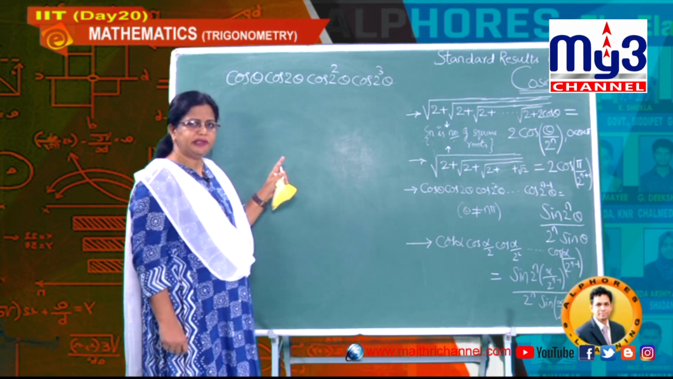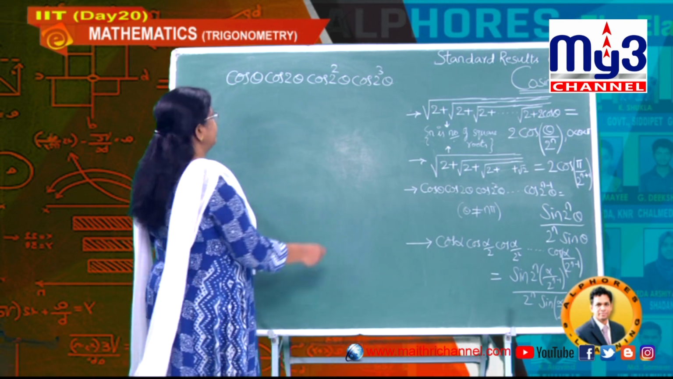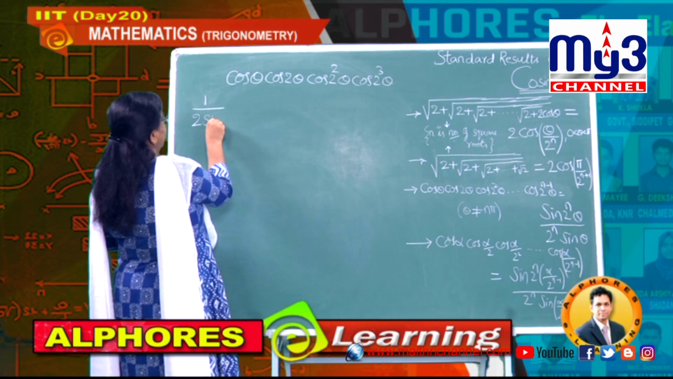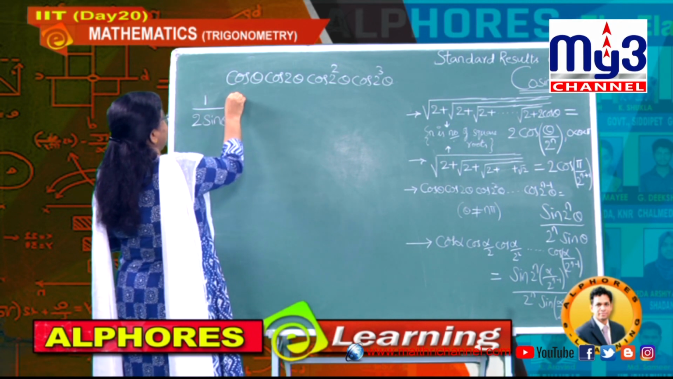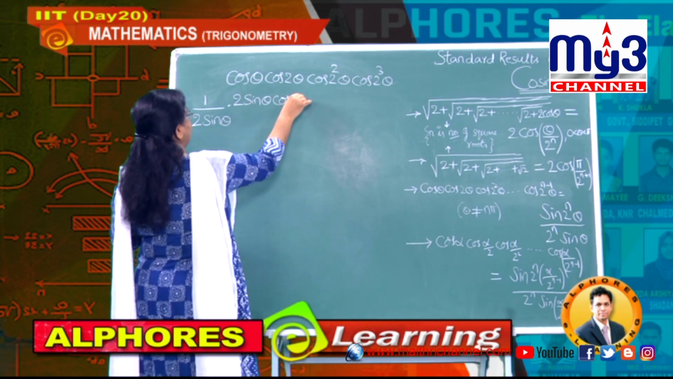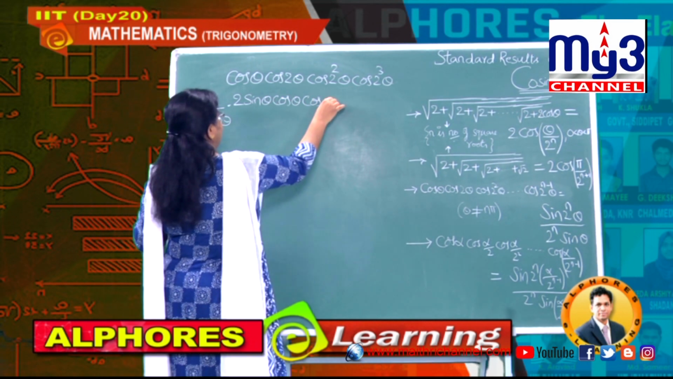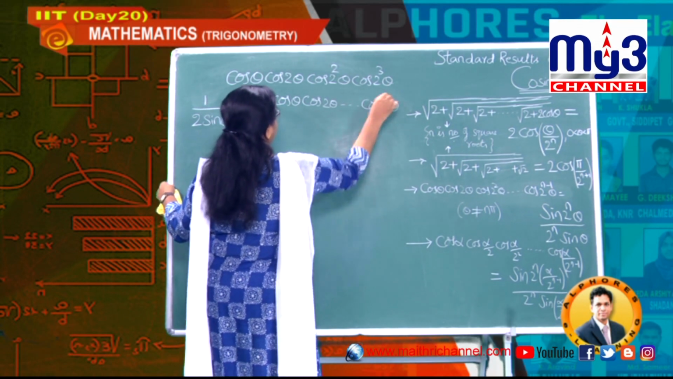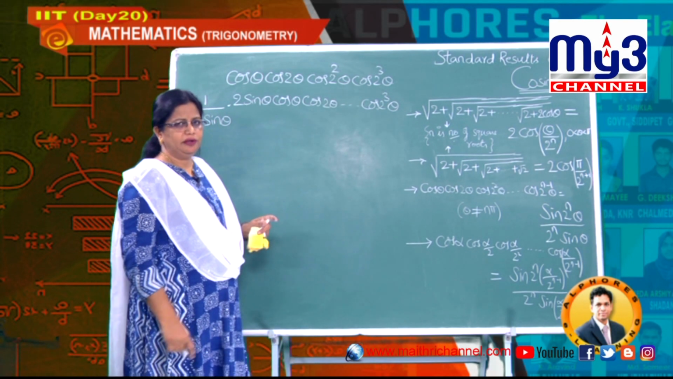Just after 1 or 2 steps you can easily notice. Now here I am multiplying and dividing by 2 sin theta. Now this one is how much? 2 sin theta into cos theta and cos 2 theta, etc. You got cos 2 cube theta, right students? So up to here you got it.